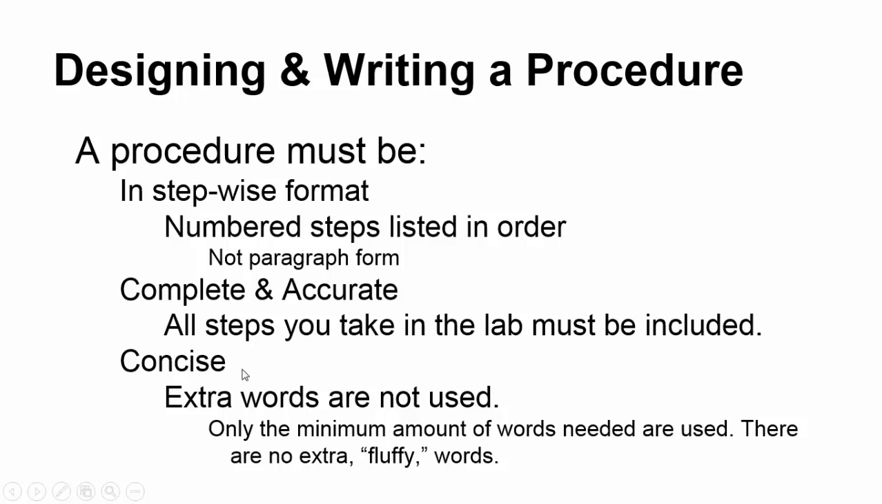It needs to be concise. What does concise mean? That means to the point. So you don't have any extra words. And I like to call those extra words fluffy words. So any sort of descriptive imagery, you're going to go ahead and save that for your amazing English paper. And we're not going to use that in science because scientists like things straight up and to the point. We don't like to have to read a lot of extra words.